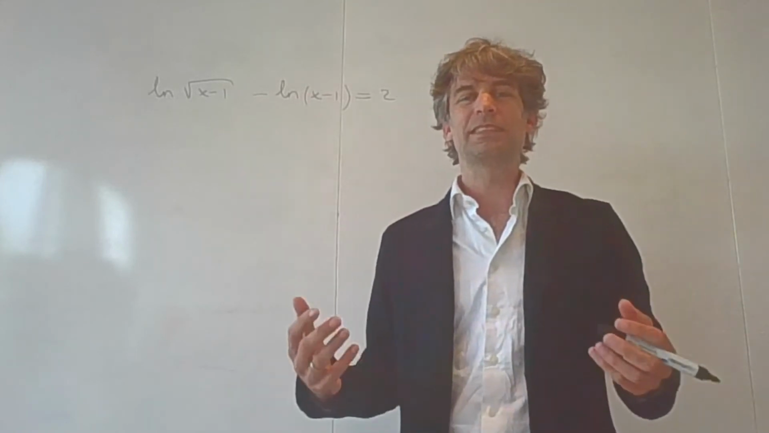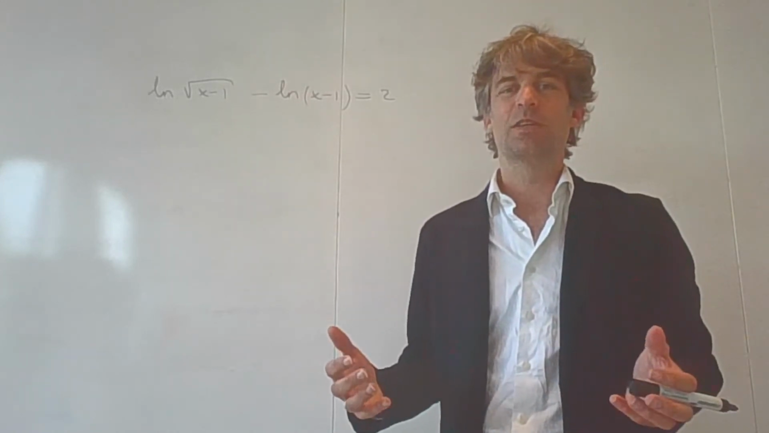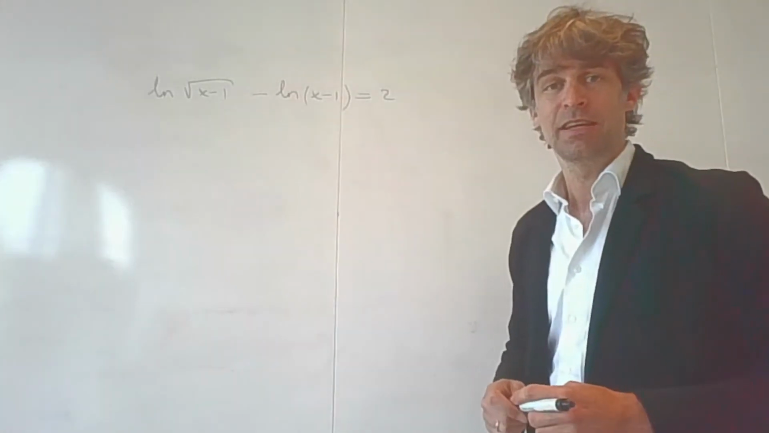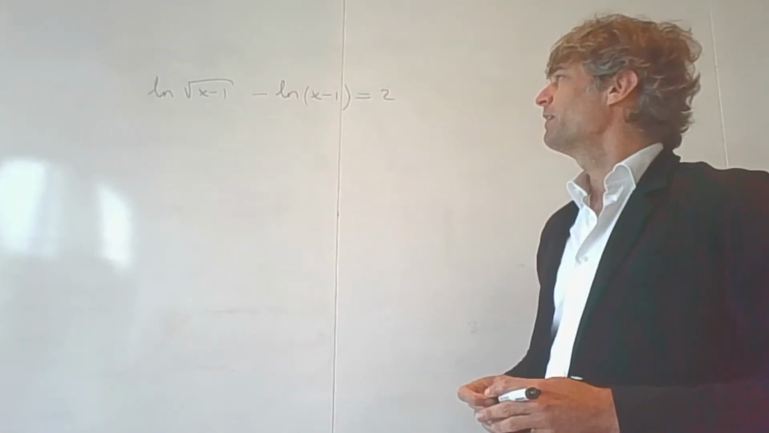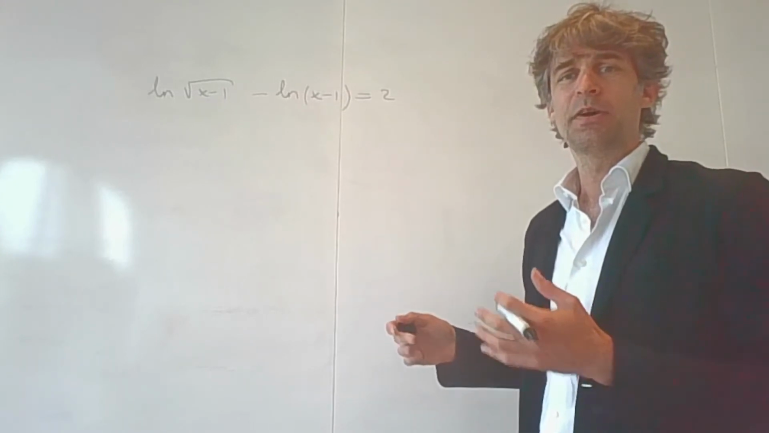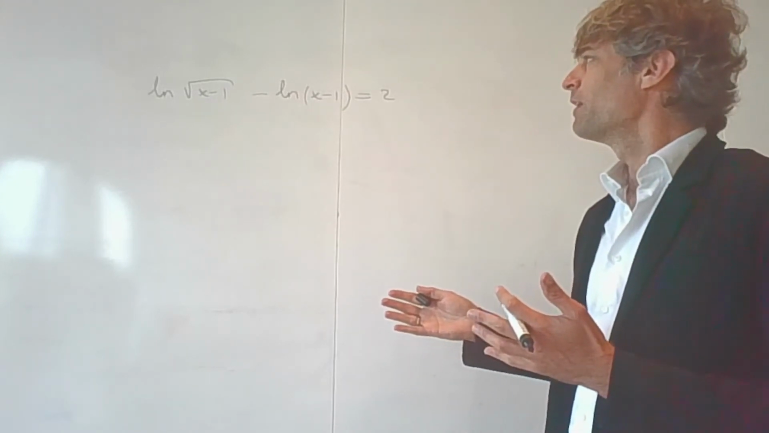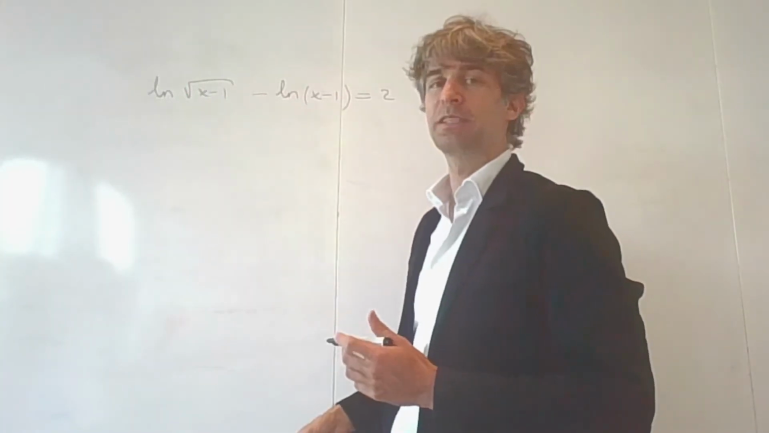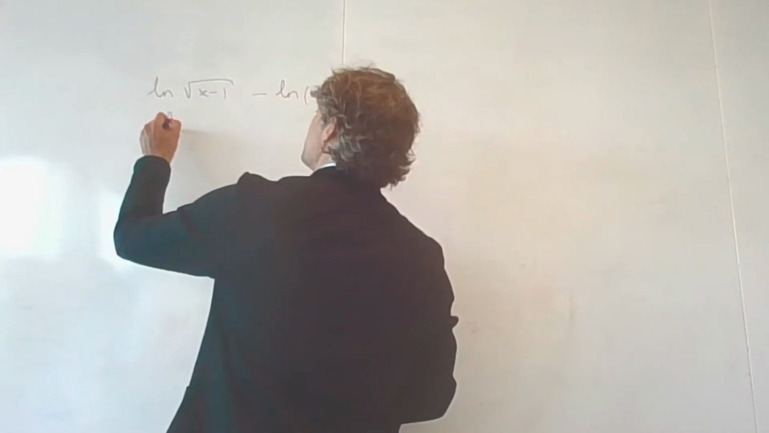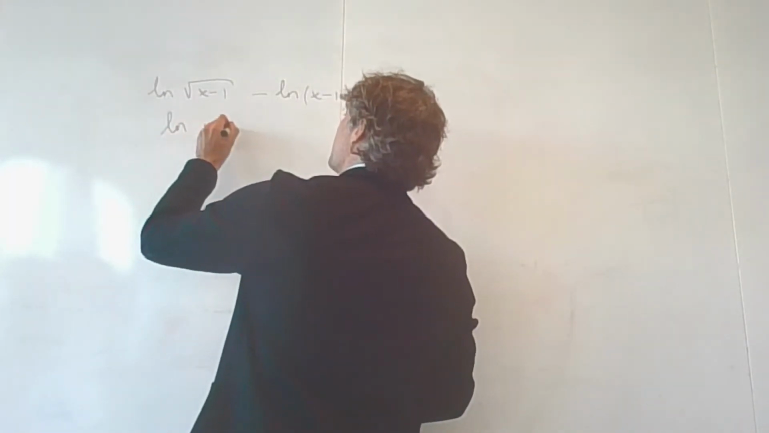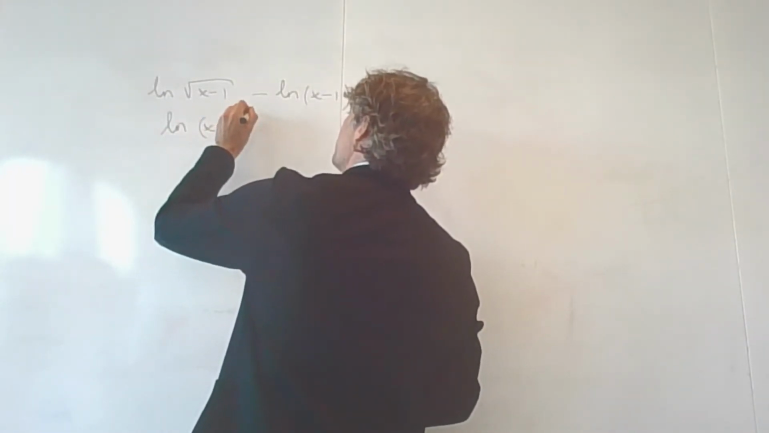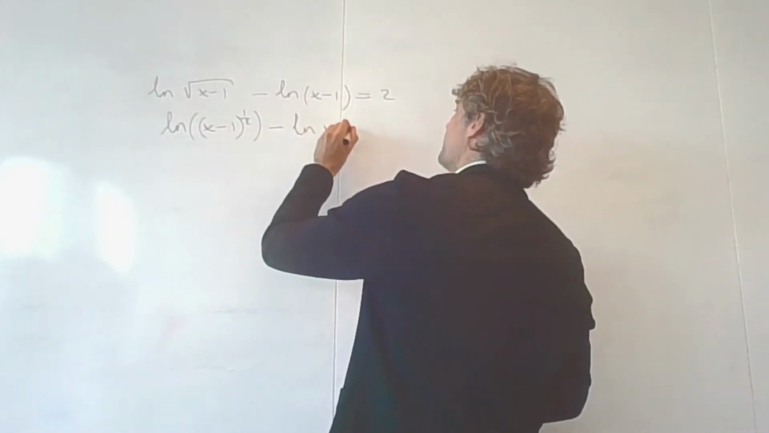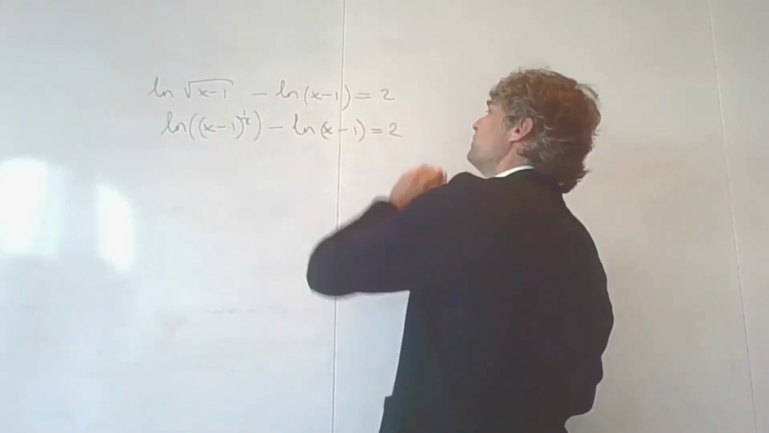All right, so let's practice a little bit with computations with the natural logarithm, ln, and the rules that we know for it. There are many ways to go ahead. I'm going to show you just one. For example, this one. We start with the square root of x minus 1. We write it as a power, to the power 1/2. To be sure, I put extra brackets here. Minus ln of (x minus 1) is 2.